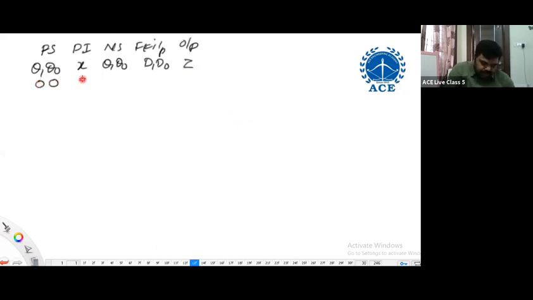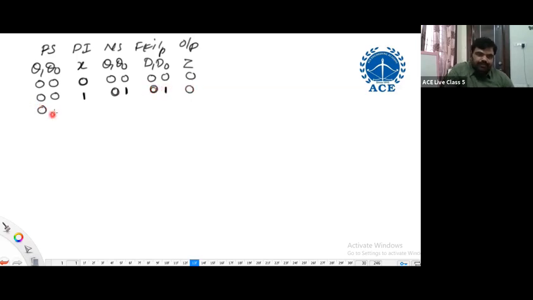X is 0. What is the next state? S0, 0, 0. Inputs required 0, 0. Output is 0. S0 getting 1. What is the next state? S1, 0, 1. I'm writing directly; you can check it in the previous slide. So what will be the inputs? 0, 1 and output is 0.